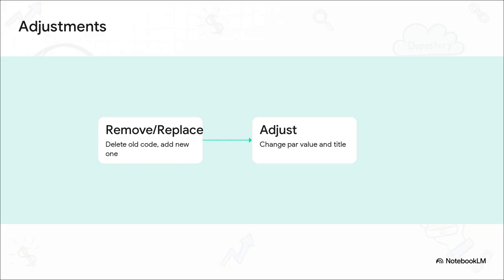So how do internal systems actually handle this, software-wise? Generally, it's done through one of two methods. Firms either use the remove and replace approach, literally deleting the old security code and adding a brand new one to the system, or they simply use the adjust approach by updating the par value and the title right there in the existing database. Whatever the method, the ultimate goal across all operations is total, uncompromising precision. There is zero room for error.